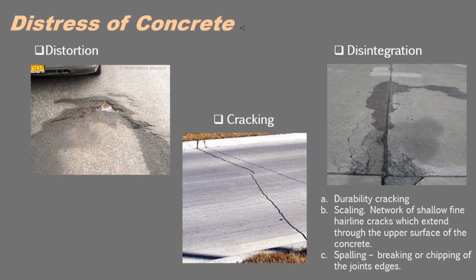C. Spalling is the breaking or chipping of the joint edges. It is the result of excessive stresses at joints, weak concrete, or poorly designed or constructed joints.